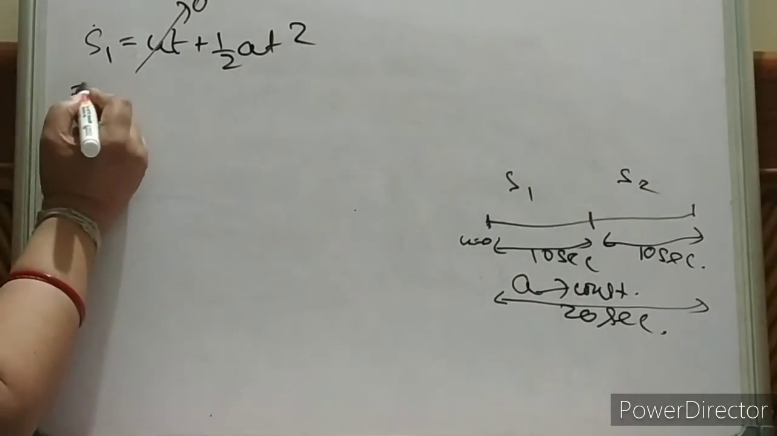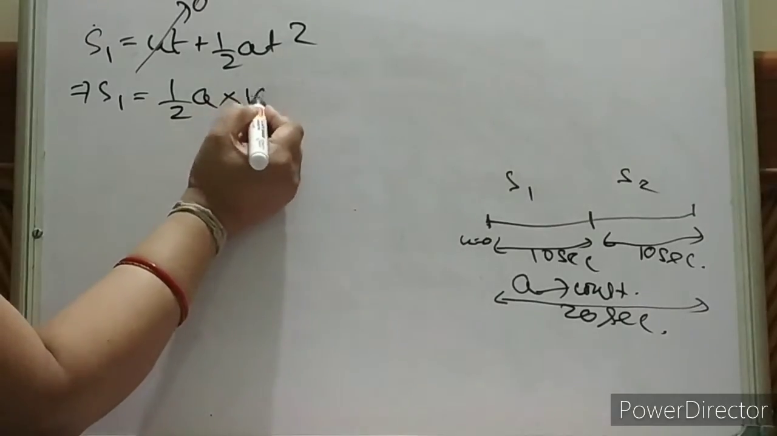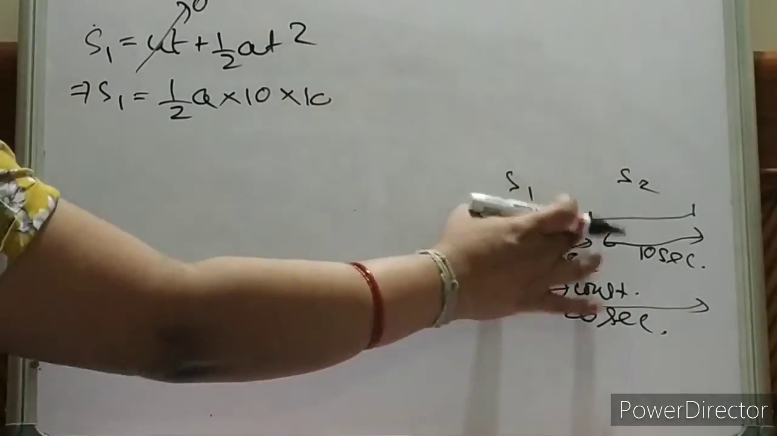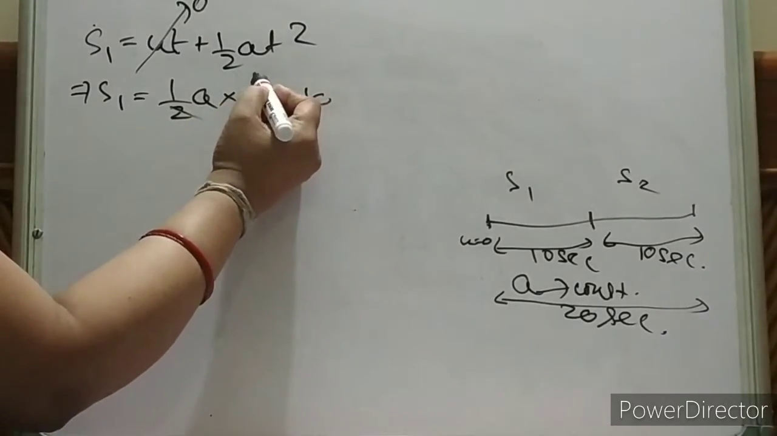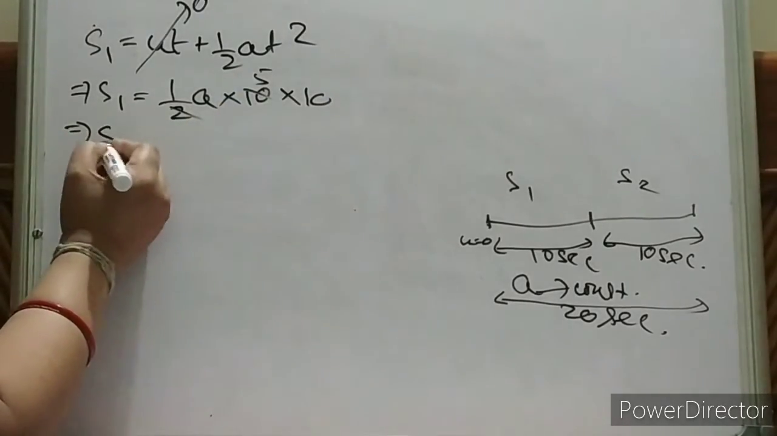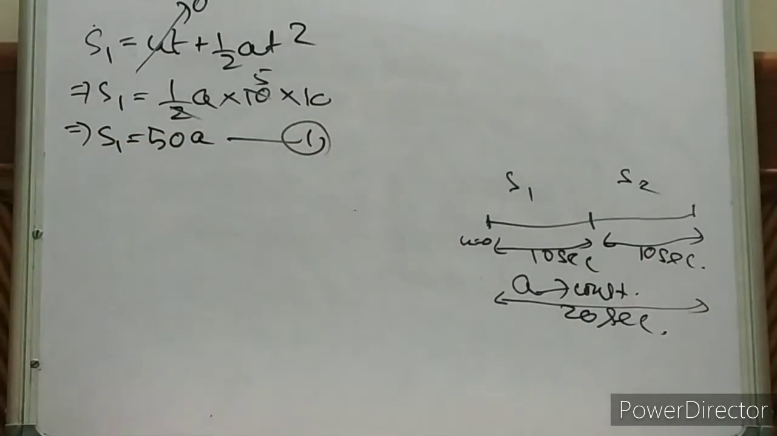So S1 is equal to half a t square, that means half a into 10 into 10. So it is 5, so S1 is equal to 50a. This is your first equation. Now we have to find out S2. For S2 also we can use the same formula.